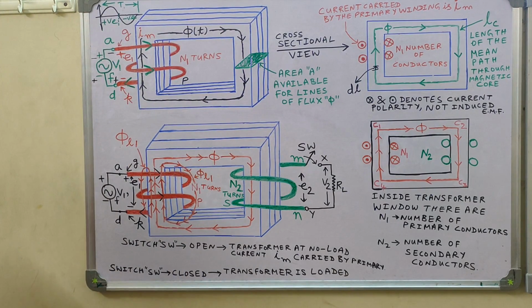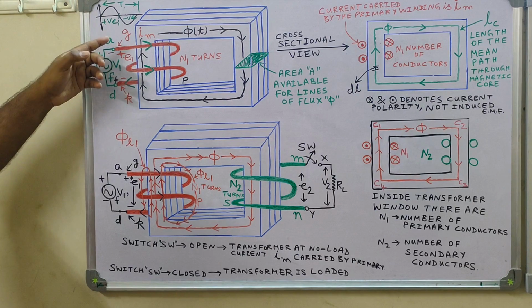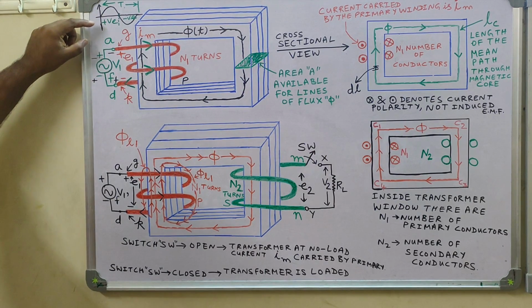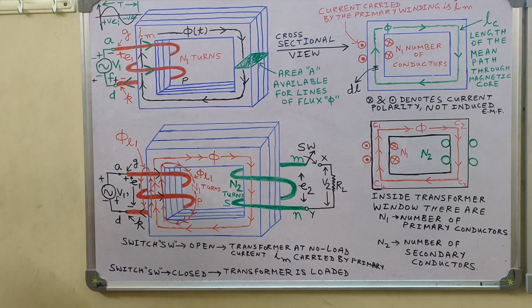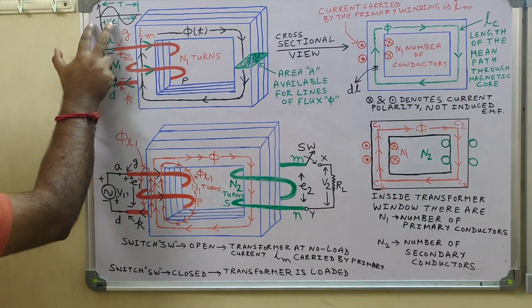So if F is 50 Hz, because in our country India the supply frequency is 50 Hz, then 1 by F means time period T, which includes both the positive half cycle and the negative half cycle. So 1 by 50 means 20 millisecond. So each half cycle means 10 millisecond.